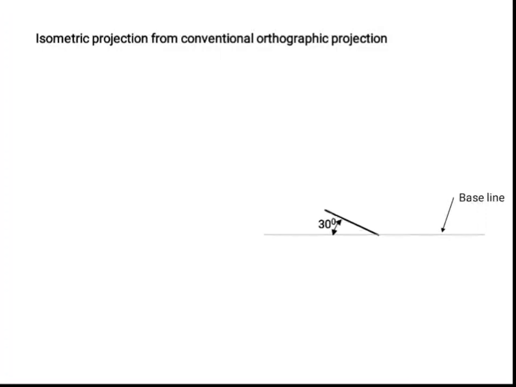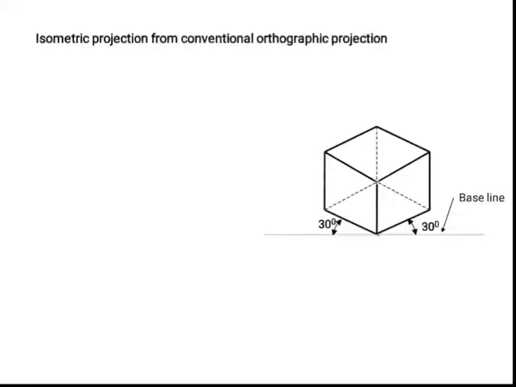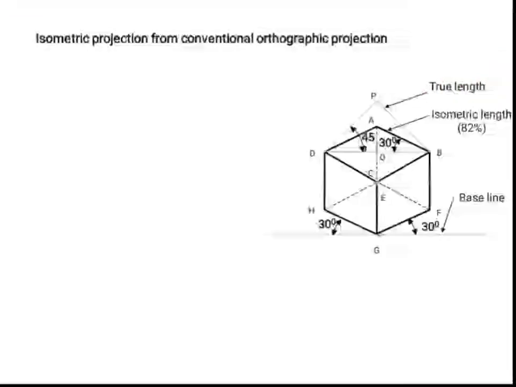Conventional orthographic projection and isometric projection. We can draw the isometric projection of a cube like this. Now we have the edges A, B, C and D on the top surface and E, F, G and H on the bottom surface. Now I am drawing a 45 degree inclined line which will represent the true length of this edge AD. I am naming that one as DP. This 45 degree inclined line represents the true length, and this 30 degree inclined line represents the isometric length, which is reduced to 82% of the true length.